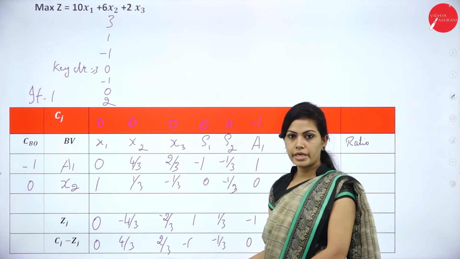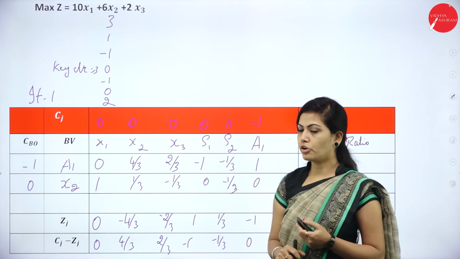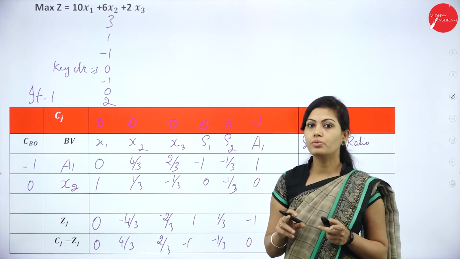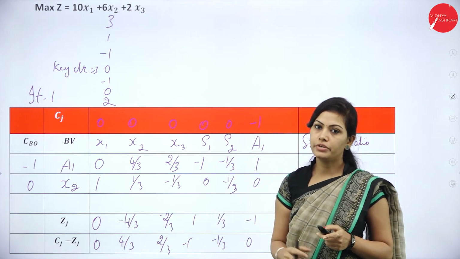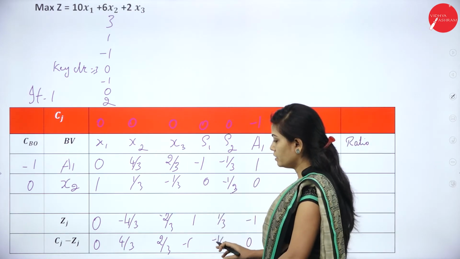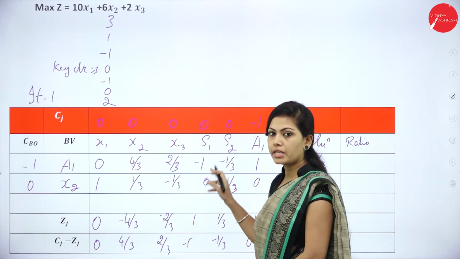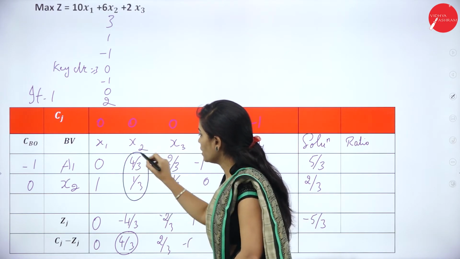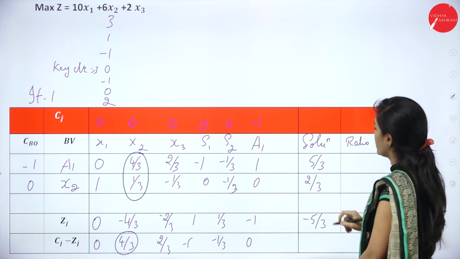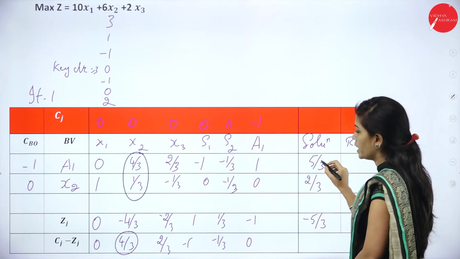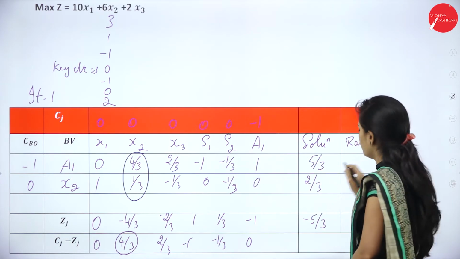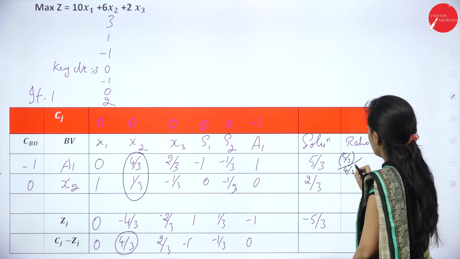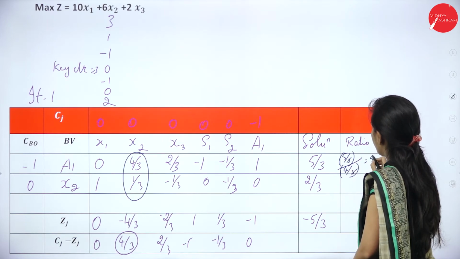Now you can check whether it is satisfying the optimality or not. So in phase 1, all the Cj minus Zj values should come to 0. Till then we can do the iteration. So next iteration. Here you have to select the key column and key row. So the maximum positive value is 4 by 3. So x2 is my key column. Now we can find the ratio value: 5 by 3 solution divided by 4 by 3. The 3s get cancelled, it is 5 by 4.